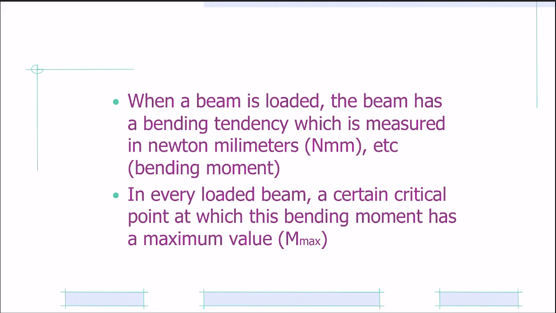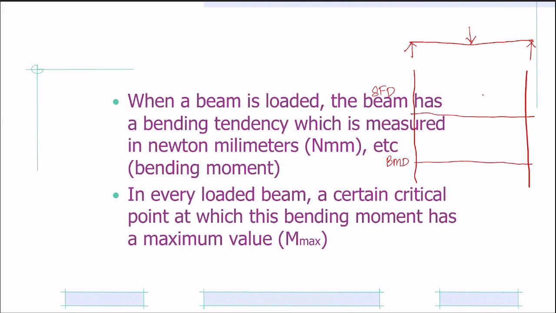In every loaded beam, for example, you have a beam which is simply supported like this. Maybe there's a point load in the middle, okay, a certain critical point at which this bending moment has a maximum value, M max. Okay, if you draw the SFD and BMD, I believe that you learn in CMA422, the structural analysis. You will get something like this as the SFD, and the BMD you're going to get 1 point, which is the maximum point. Okay, this one we call it as M maximum.